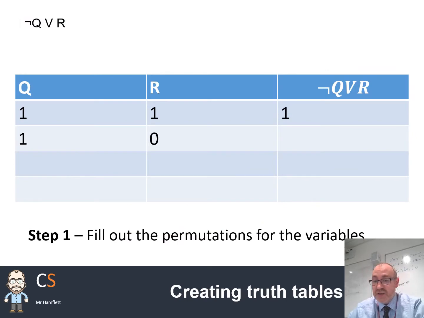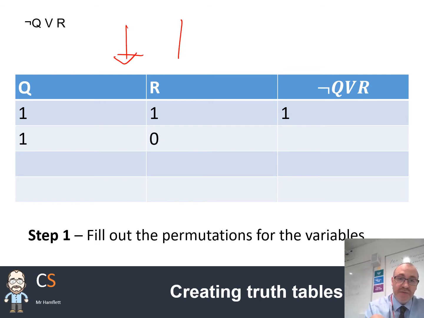So the first thing you need to do is fill out the permutations. To do this, we simply need every single combination of Q and R. So we're looking at these two columns first. Sometimes the exam will fill these columns out for you. Sometimes you have to do it yourself. Sometimes we'll half fill it. Sometimes they won't fill it at all.